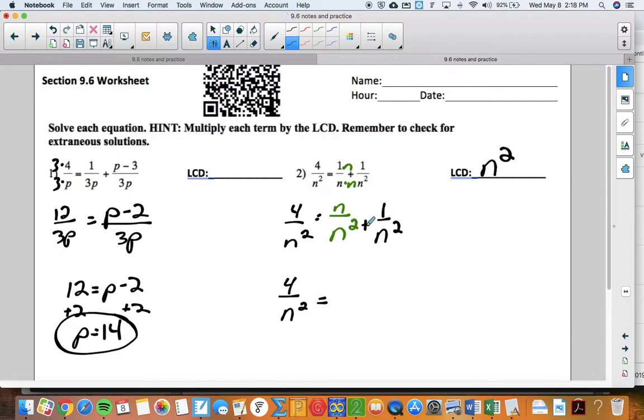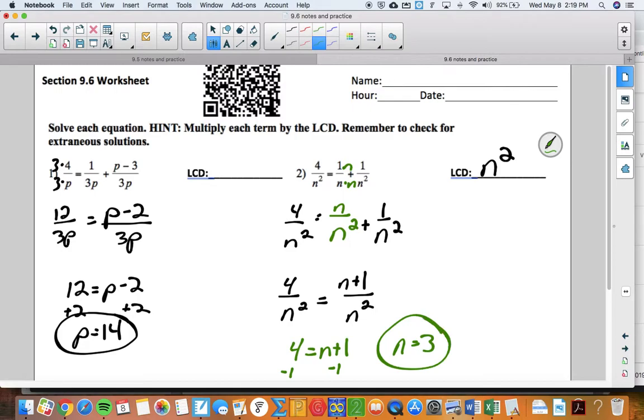now that I have a common denominator, I can add the numerators together. So I get n plus 1 over n squared. And now that I have the same denominator on the left and the right side of the fraction bar, I can get rid of it and just say, hey, 4 equals n plus 1. So then that means that n has to equal 3. There we are. Boom.